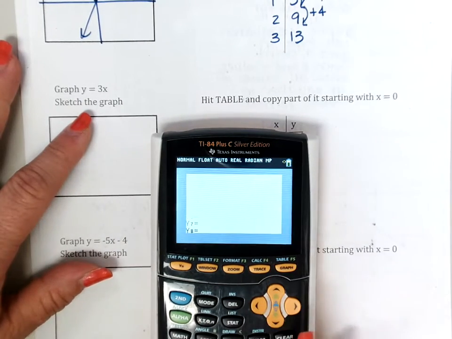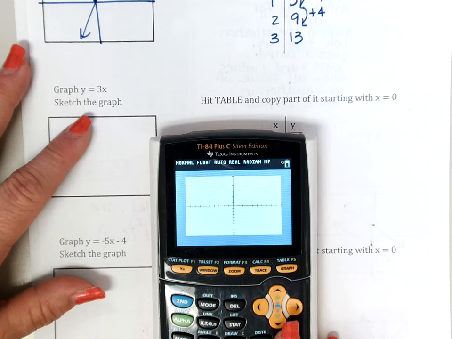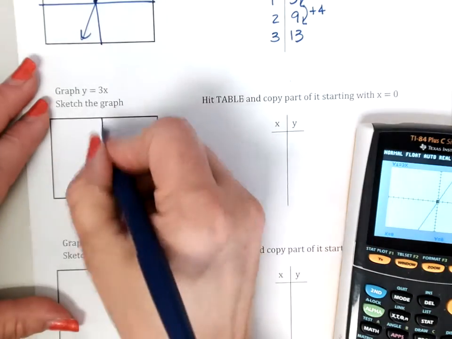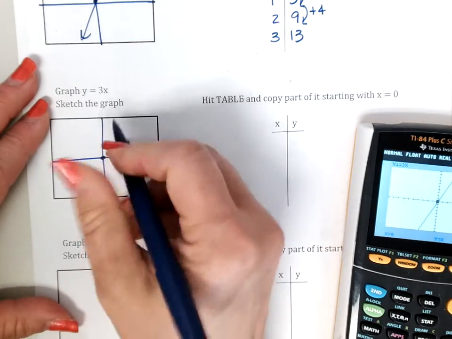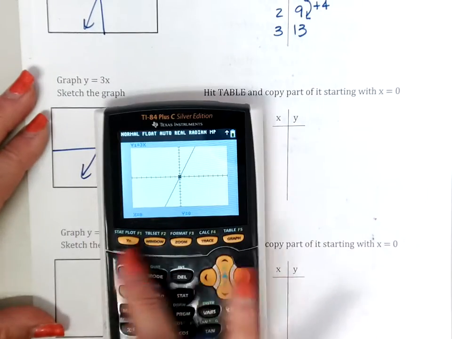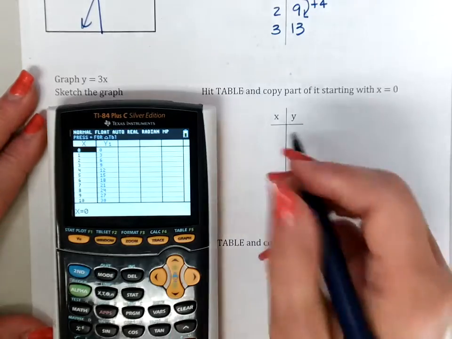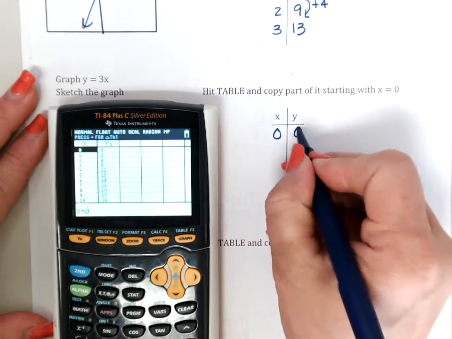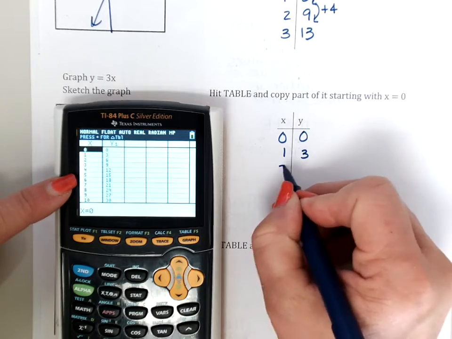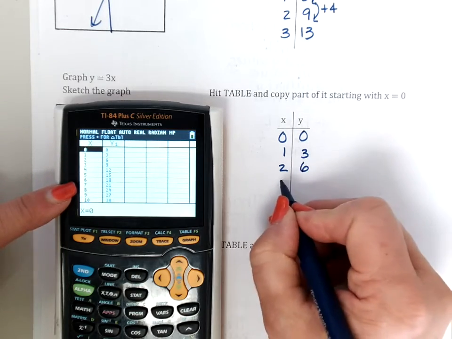So what does that do to the line if there's no plus or minus anything? Well, it makes it go through, let's hit trace, 0, 0. So this one's going to go through 0, 0. It is positive, so it's going upward this way. And then let's hit second table to write down some of the ordered pairs. 0, 0, 1, 3, 2, 6, 3, 9.